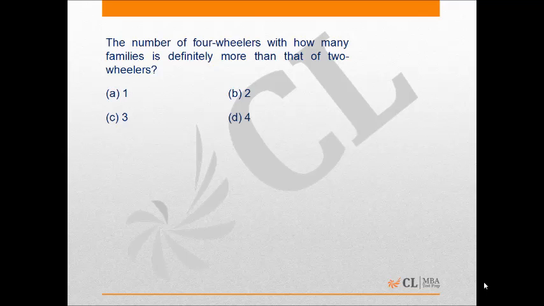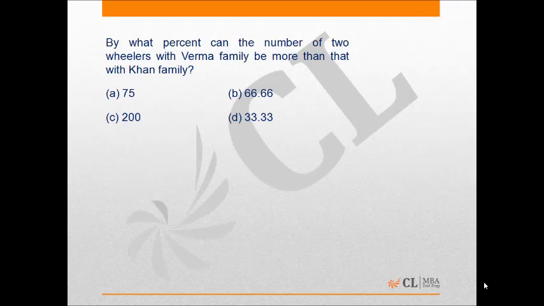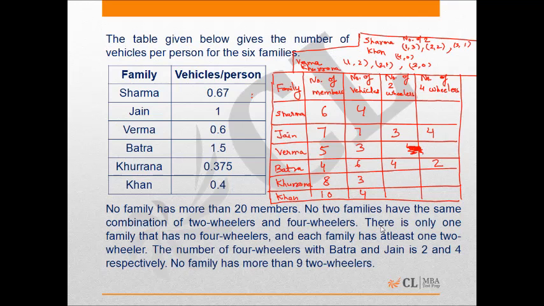Now let's move on to the second question. Now what they are asking you is, by what percent can the number of two-wheelers with Verma family be more? So they are asking you, let's put Verma family, two-wheelers, and the Khan family. So the problem is, by what percent the number of two-wheelers with the Verma family be more than that with the Khan family. So let's go back to the table again.